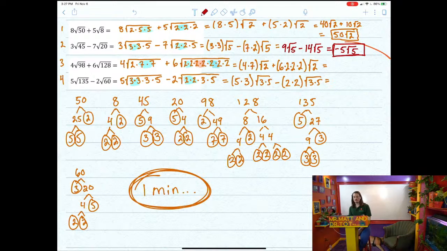Number 3, 4 root 98. 98 can break down into 2 times 49, and 49 breaks down into 7 times 7. The pair of 7s factor out, so we're going to end up with 4 times 7 times the square root of 2. 6 times the square root of 128. We can factor 128 into 7 2's. So that breaks down into 7 individual 2's. That leaves you with 3 pairs of 2's and 1 remaining 2 left underneath the radical. So 6 root 128 is the same thing as 6 times 2 times 2 times 2 times the square root of 2.